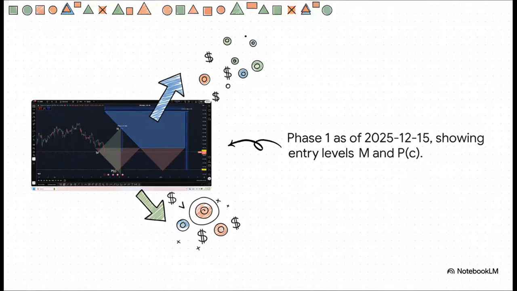Okay, let's look at the very first entry in the log. The date is December 15th, 2025. On this day, the price came down and hit the primary entry level, labeled M. That happened at a price of $56.56. That one event is what triggered the official start of this documented cycle. You'll also notice there's a second potential entry point, P, C. That was planned for just a bit lower at $54.128.